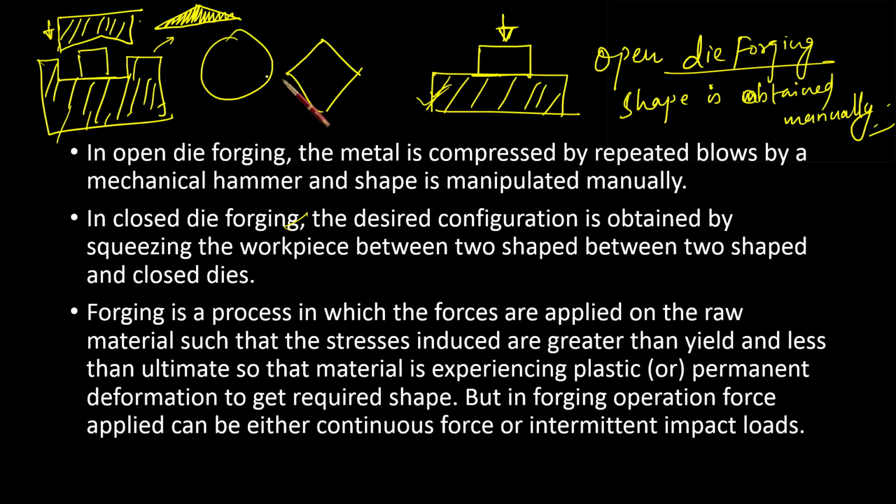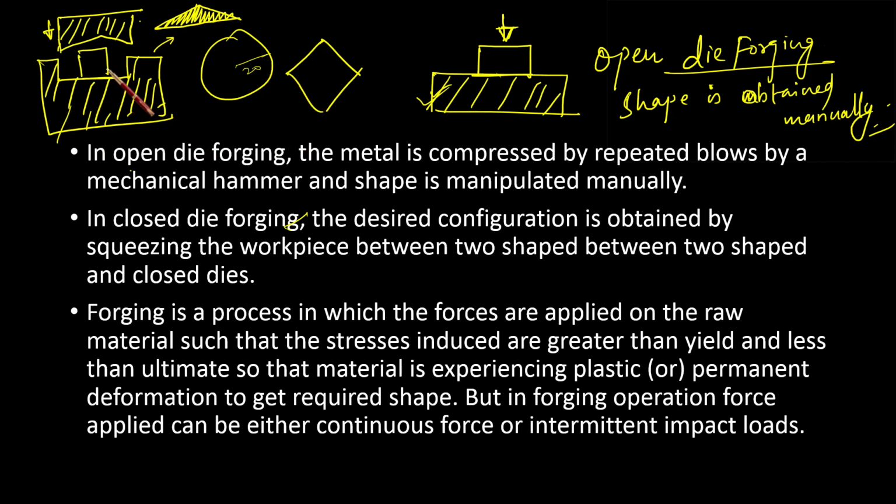But in case of open die, you are going to get any kind of shape. But the problem with the open die is that it is a slow process, as you can see, and second, the dimensional accuracy will not be good. As you can see, if you want this diameter 20, you may not get 20.